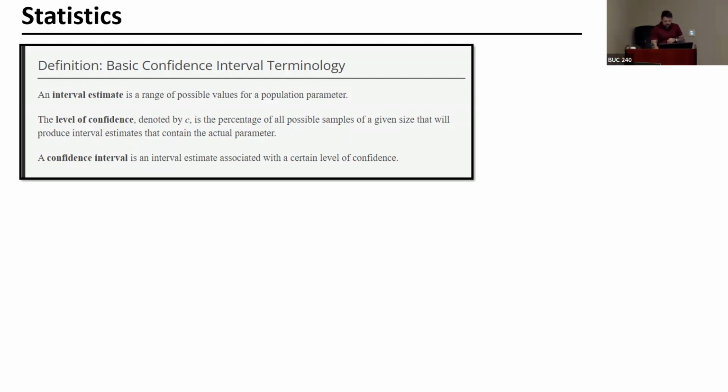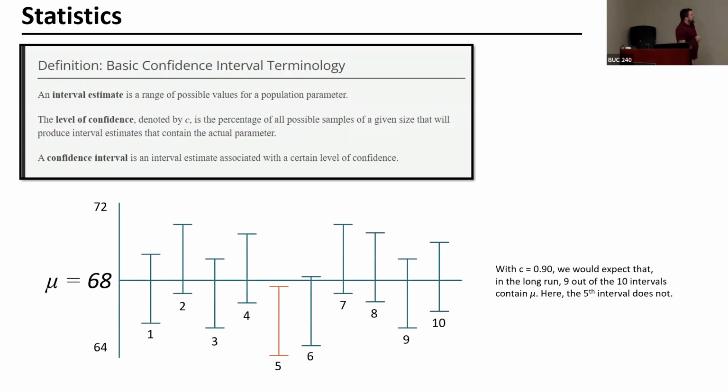Let me show you. I have a little example here. I have a population mean here of 68. I know it. You don't. But what happens is this. If I have a confidence level of 90%, that would be my C, C is equal to 0.90. I'm saying that I am 90% confident that 9 out of my 10 samples actually have the mean in it.